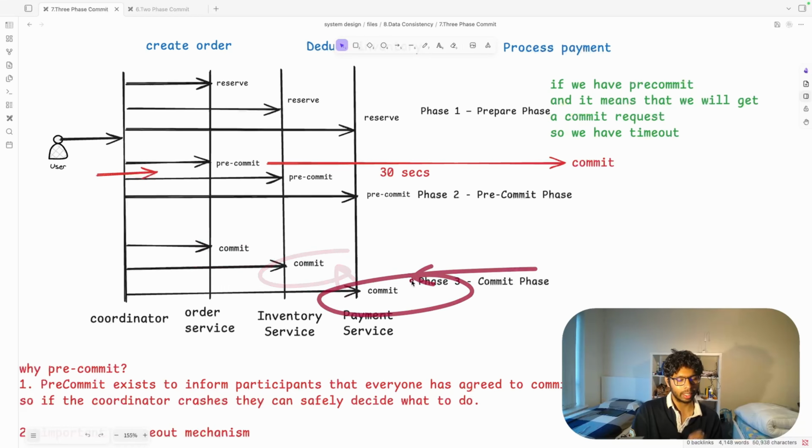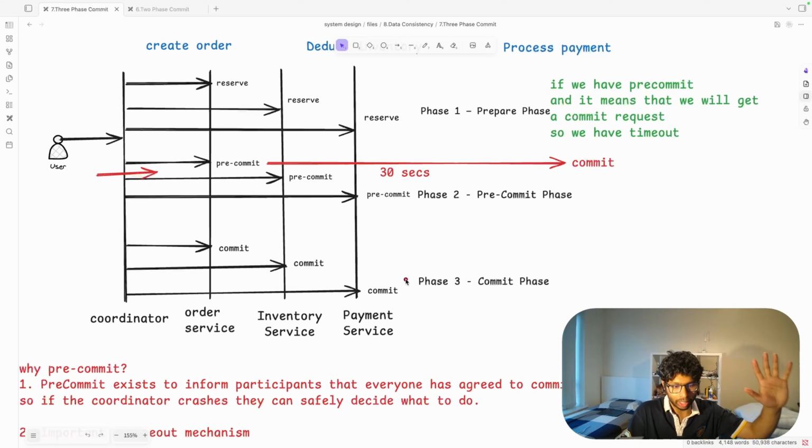It means that our services are working perfectly. If the request comes in less than 30 seconds or less than 5 minutes, it means that everything is working perfectly. But if the request doesn't come in within whatever time we set, then we know that one of our services, the order service, inventory service or payment service, maybe is not responding.